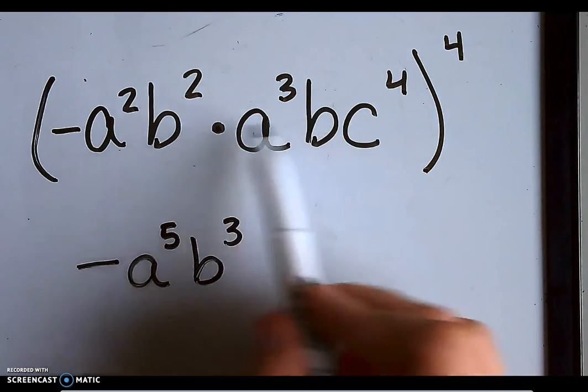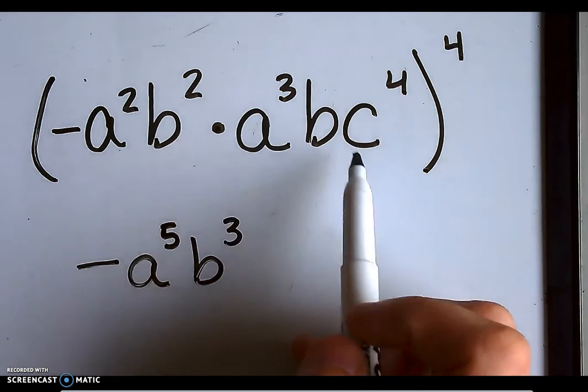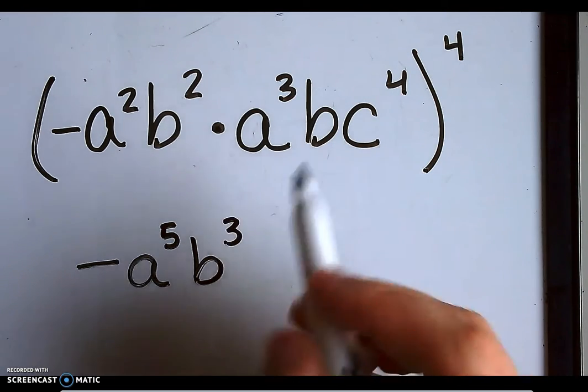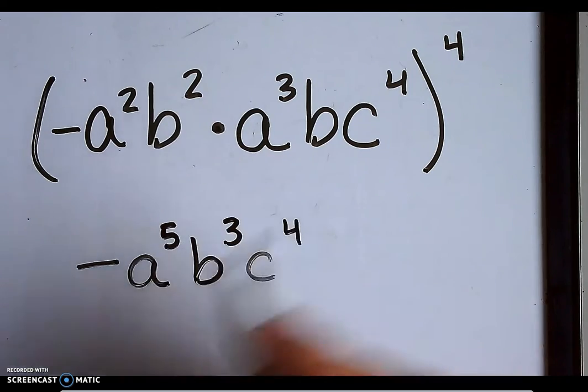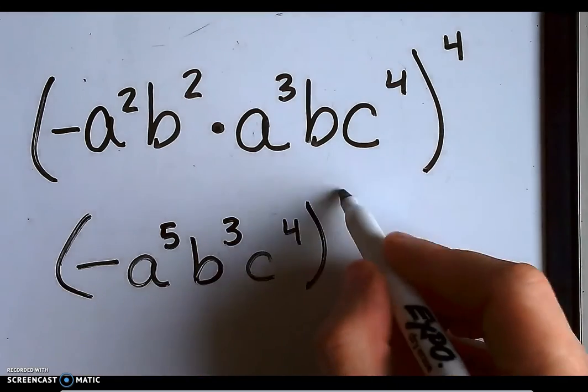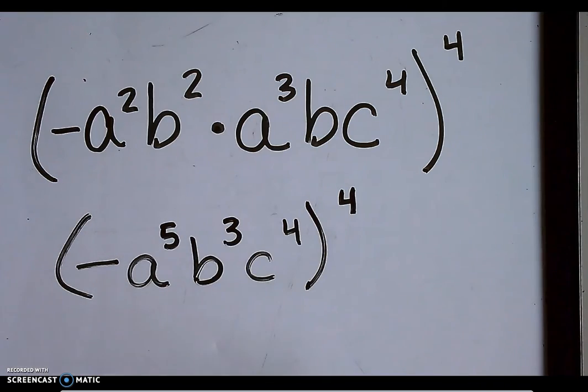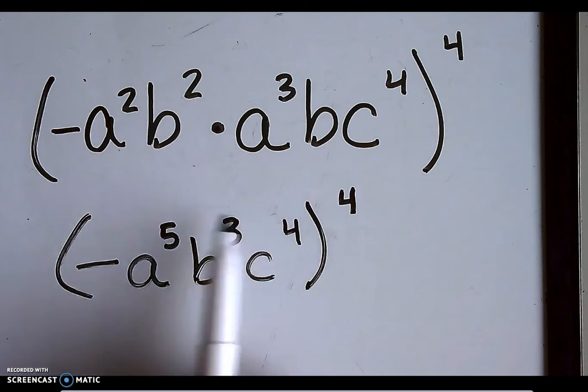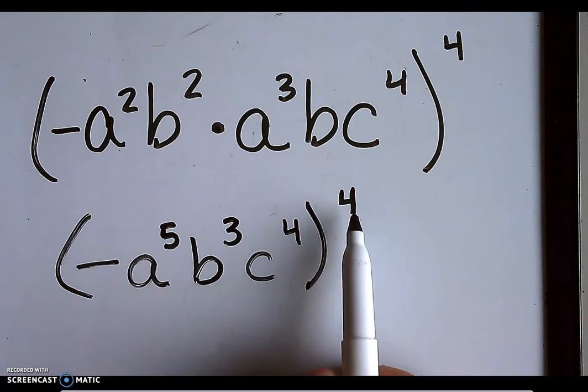It's not being multiplied or combined with any other base c, so we know that's still just going to be c to the 4th. Now this entire quantity is still being raised to the 4th power. So what we've learned now is that everything inside of the parentheses is going to get that exponent. If it already has one, it's going to be multiplied by it.